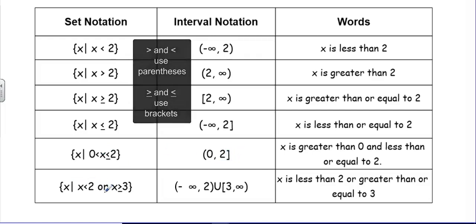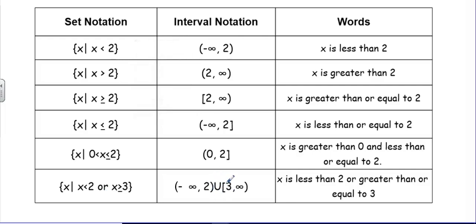And then here we have or, and use the union symbol. So x is less than 2, so from negative infinity to 2, or x is greater than or equal to 3, so I use the bracket for the equal to 3, and then to infinity.